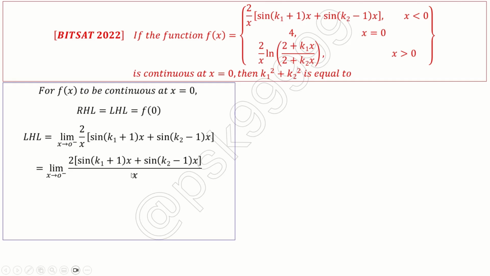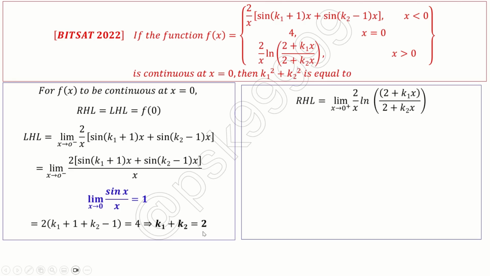Take x as a denominator here. So it is in the form of sin x by x actually. Limit as x tends to 0, sin x by x is 1. So if I take this as two separate terms, 2 times sin of (k1 plus 1)x by x and 2 times sin of (k2 minus 1)x by x, the value is 2 times (k1 plus 1) plus (k2 minus 1), which is equal to 4, because this is equal to f of 0, which is 4. So from this I can derive one equation, k1 plus k2 equal to 2.